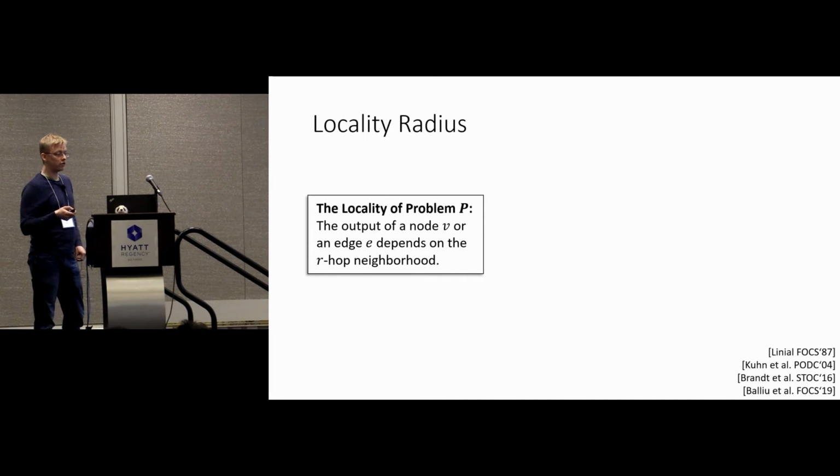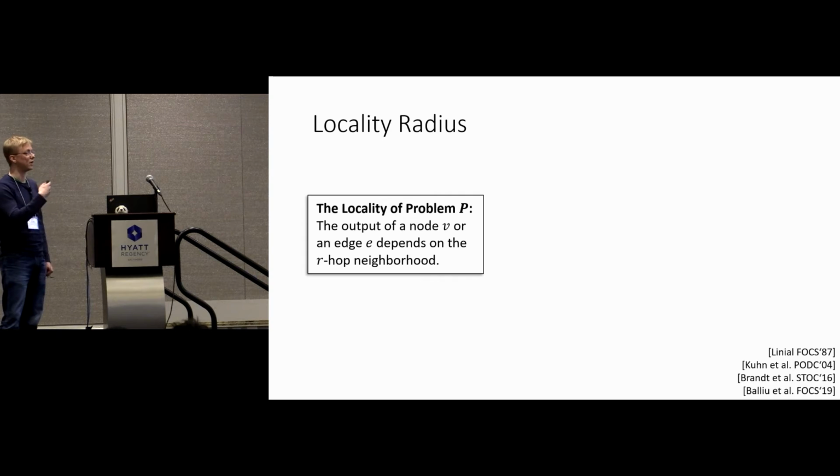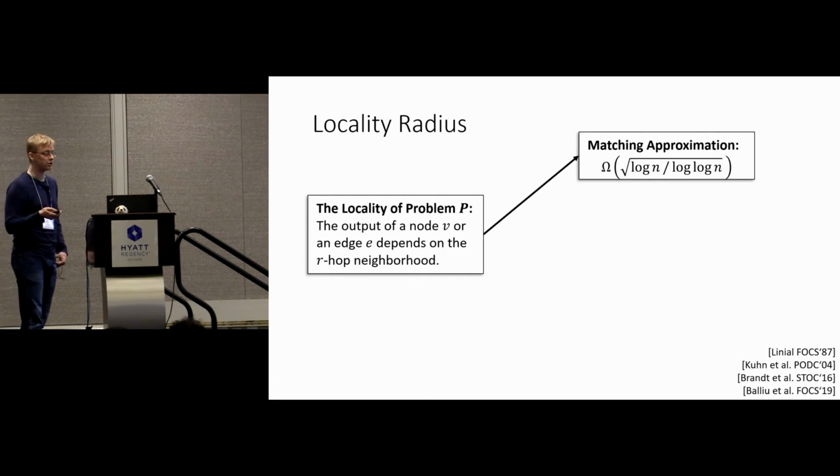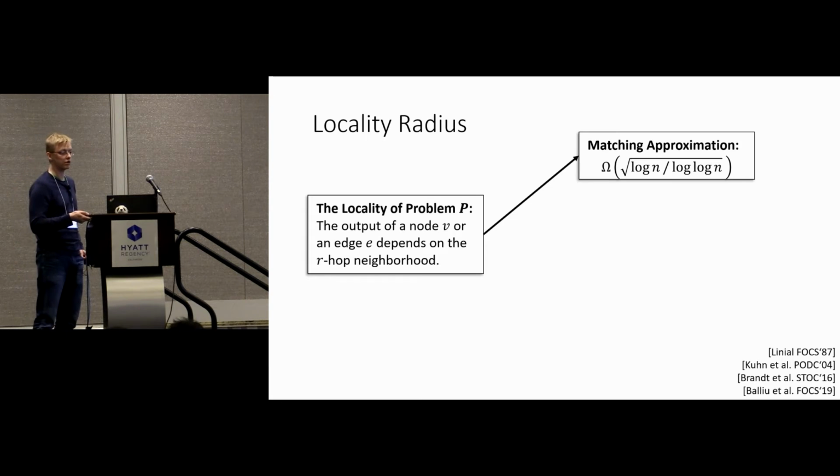Again, why all this hassle? Well, one of the reasons is that we know a lot of unconditional stuff here in this local model about these localities of some problems. So for example, for this matching approximation, we know that in the local model, you have to look at least up to square root of log n distance until you can solve this problem.